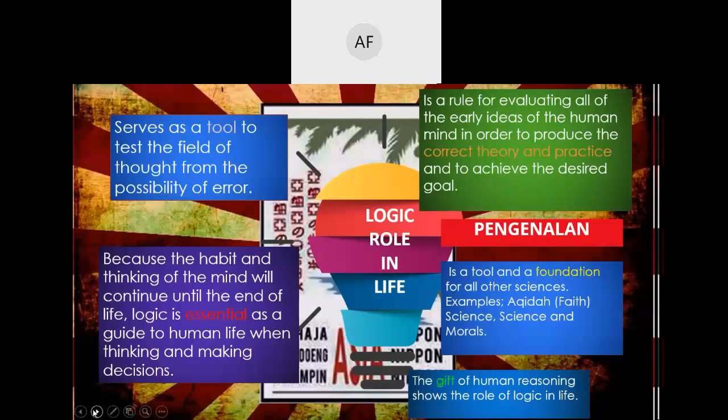It serves as a tool to test the field of truth from the possibility of error. It is a rule for evaluating all of the early ideas of the human mind in order to produce the correct theory and practice and to achieve the desired goal, because the habit of thinking of the mind will continue until the end of life. Logic is essential as a guide to human life when thinking and making decisions.